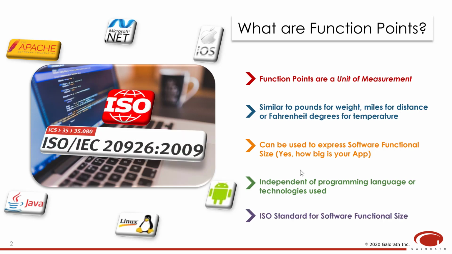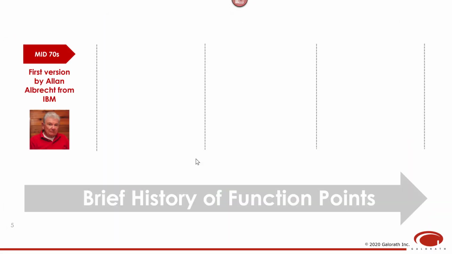Function points are also an international standard for software functional size since 2009. Function points were first introduced in the mid-70s. Back then, a gentleman by the name of Alan Albrecht was presented with the task of finding new ways to measure application development productivity. He came up with the first version of function points.